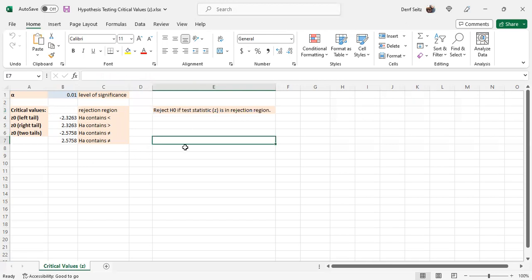Again, this would be done in the context of hypothesis testing. It's separated in this spreadsheet here for convenience if you only want to calculate critical values on their own.